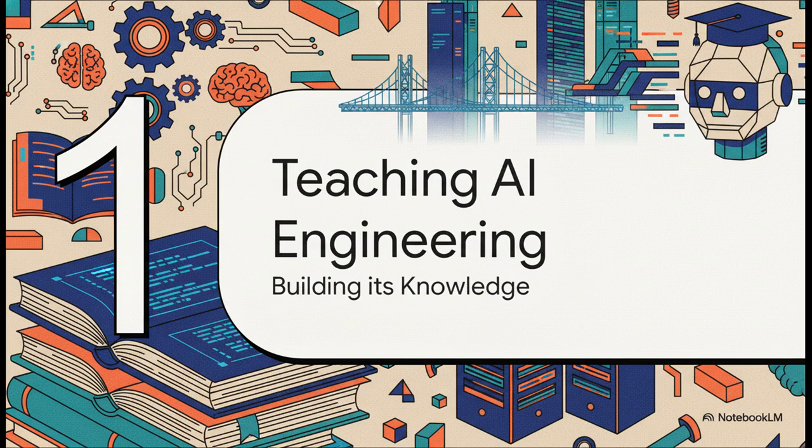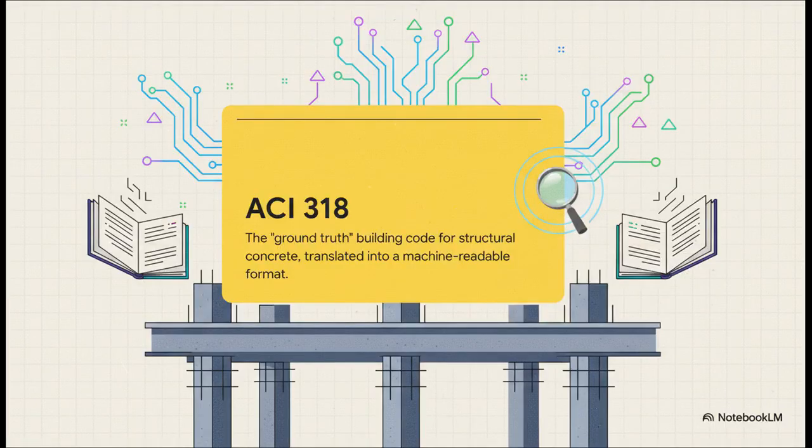Because you have to remember, before an AI can design a single thing, it has to go to school, just like every single one of us did. But its textbook is a little different. For any AI tool to be worth its salt, for us to trust it, it needs a source of ground truth. And in structural engineering, that is the ACI 318 code. So the first absolutely critical step is translating this code, with all its complex rules and nuances, into a format that a machine can actually read and understand. This isn't just typing things in, it's a really deep process called knowledge engineering.